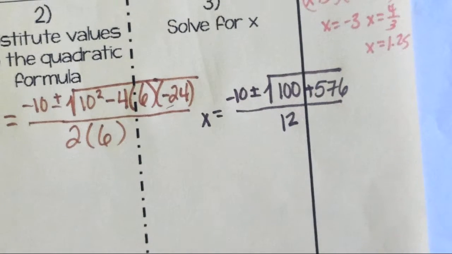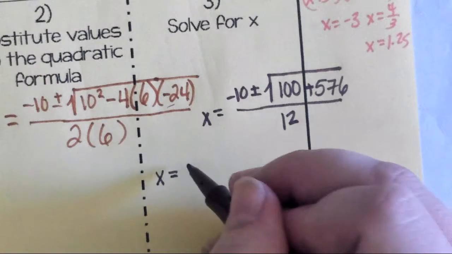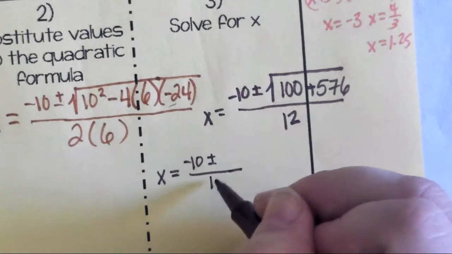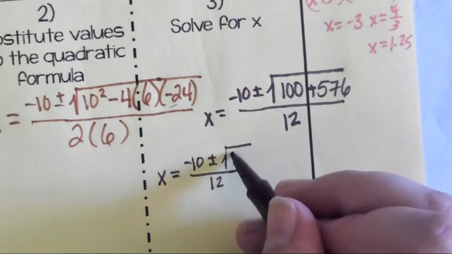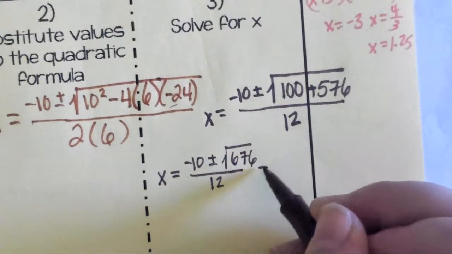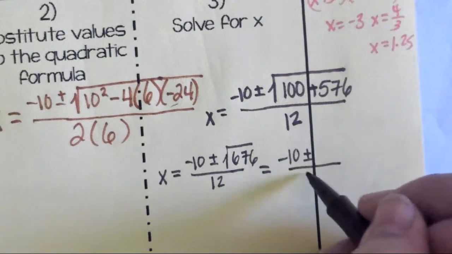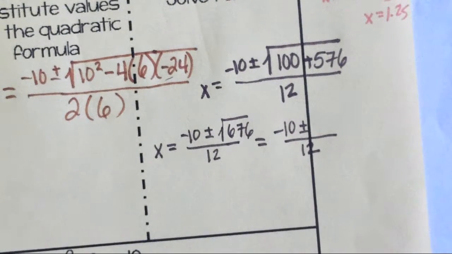Okay, any idea what our next step should be? Add like terms. Okay, so what will we have under that radical then? 676. Okay, and then let's go one step further. What is the square root of 676? Good question. 26.